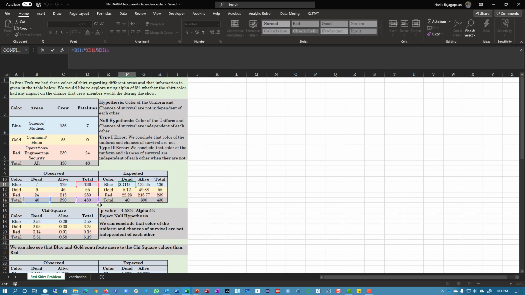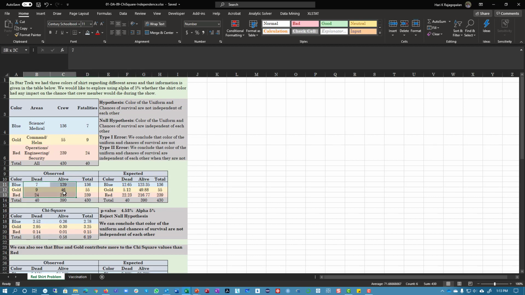Similarly, for D11, I have put a $ before D, so that when I copy to the right, the D column will not change, but when I copy it down, 11 will become 12. So once you set that, and then your D14, which is your grand total, I put a $ on both sides. So when you copy this now, you will notice that it changes appropriately. You just have to do one formula, and then automatically everything else changes. So here is the expected value, and here is the observed value.